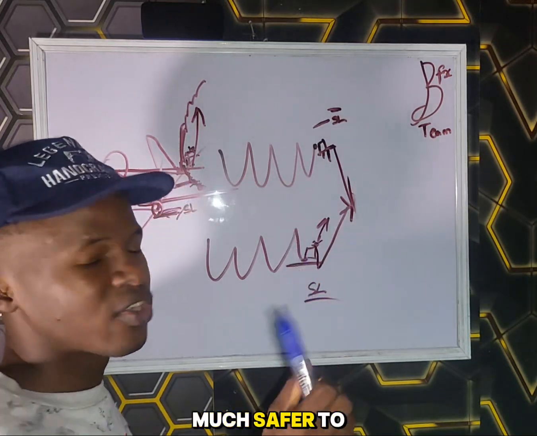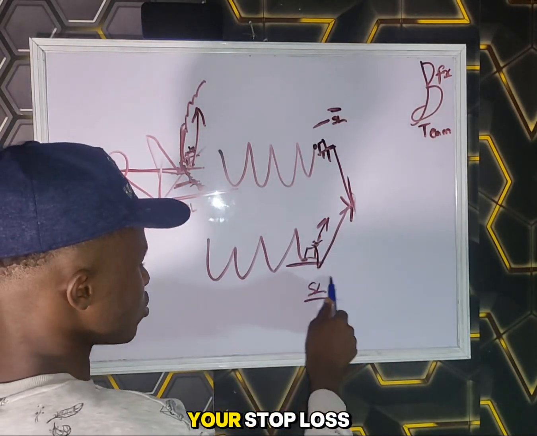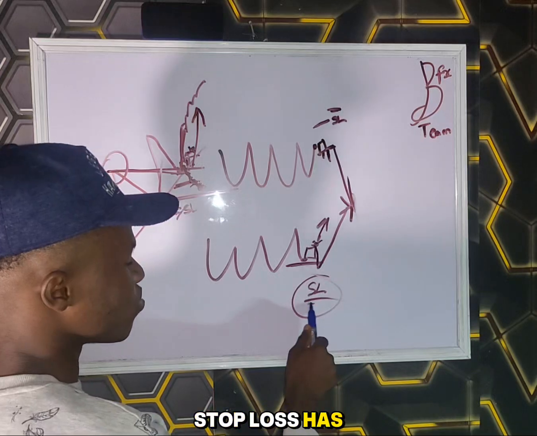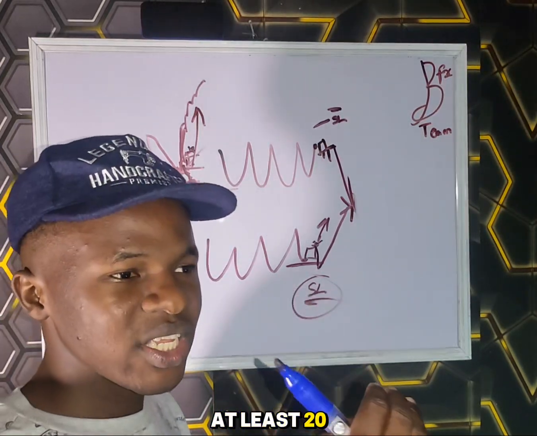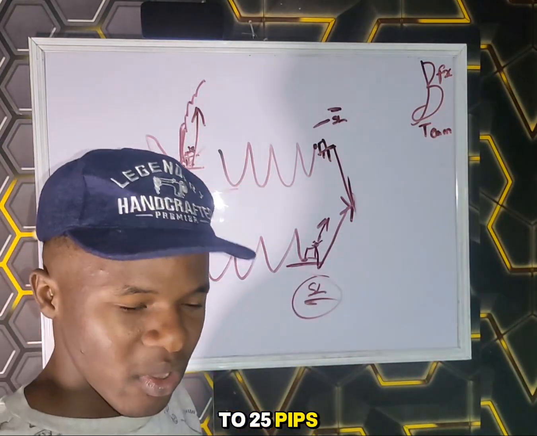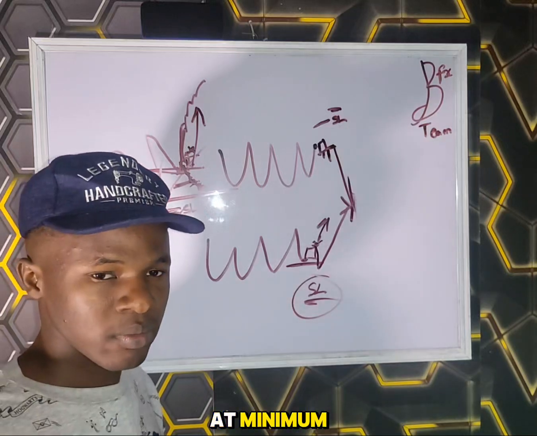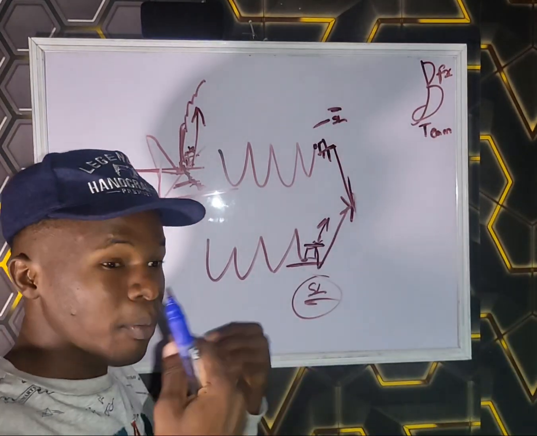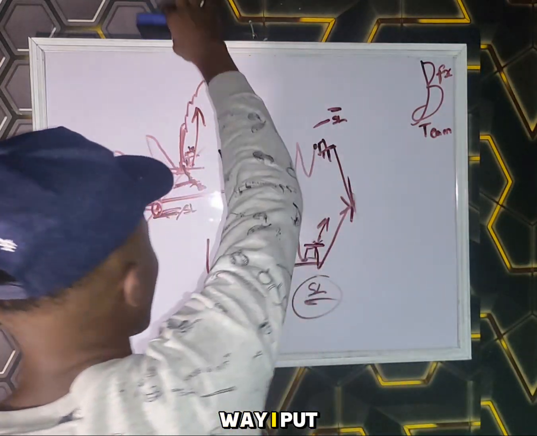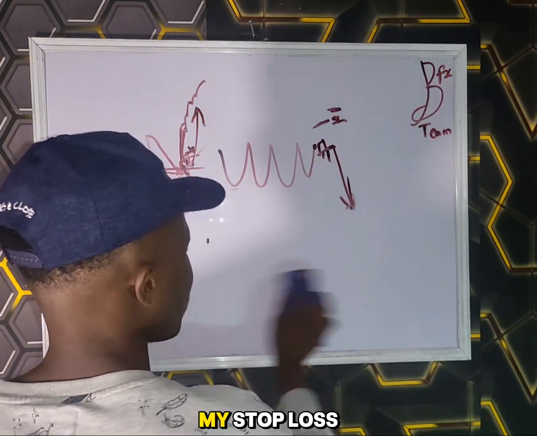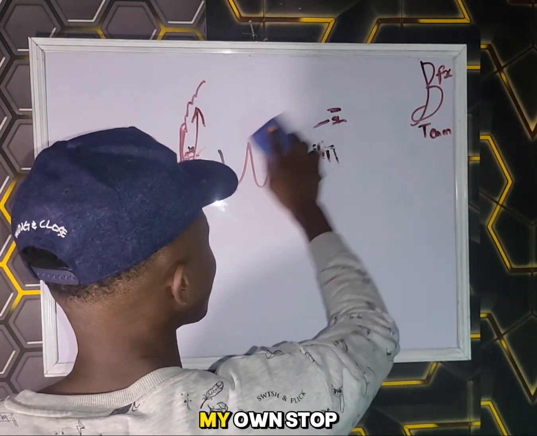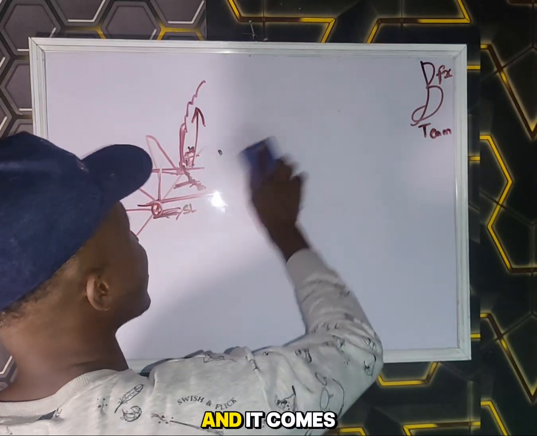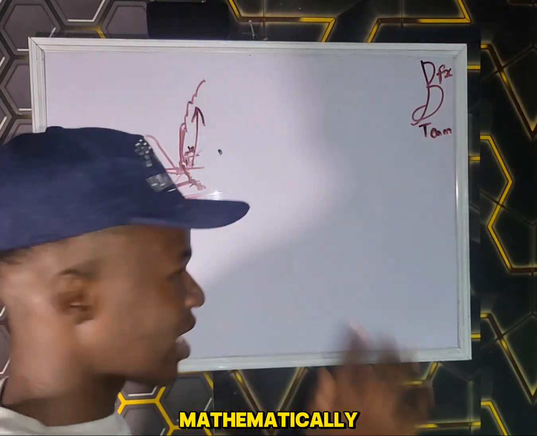So it is much safer to give space to your stop loss. That's why your stop loss has to be below at least 20 to 25 pips, or 15 pips at minimum, depending on where you're taking your entry. But to me, this is the way I put my stop loss. My own stop loss is logical and it comes mathematically.